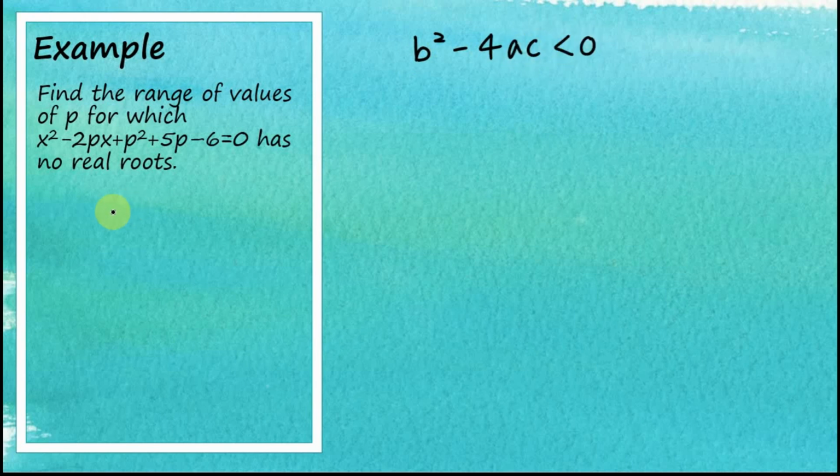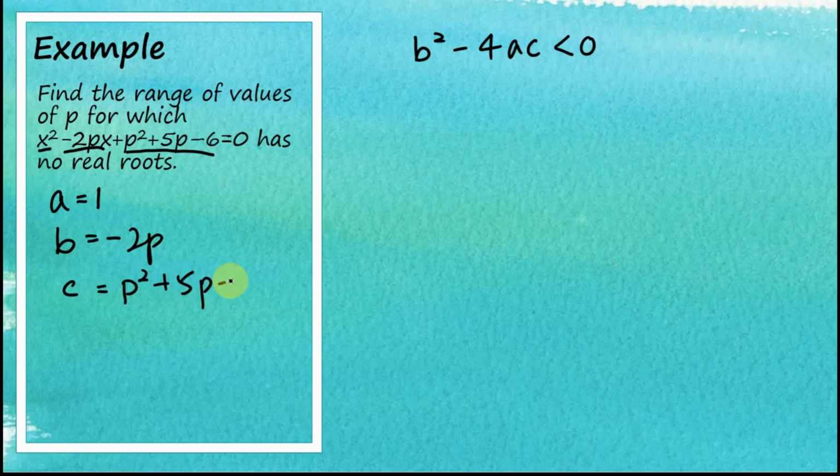Okay, so for this equation, this is already in general form, so we can straight away tell what the coefficients are. Our coefficient a, the coefficient for x squared, is 1, right? Okay, and this is coefficient b. So our b is equal to -2p, and this is our c. So c is equal to p squared plus 5p minus 6. Okay, so let's plug in this a, b, c into the discriminant.